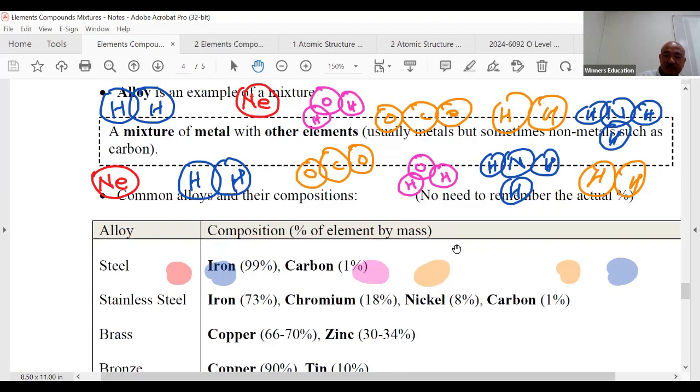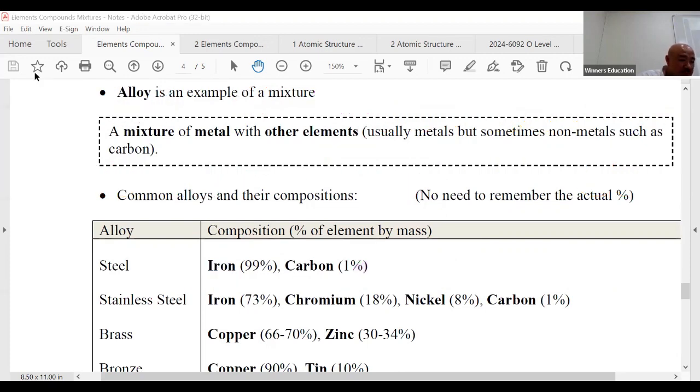Where are we now? We are in this special mixture. It has a name. It's called an alloy. Again, not new. Sec 1, Sec 2, Sec 3 learned before. What is an alloy? It is a very important example of a mixture. The formal definition, by Sec 4, we just finished this: there is always the requirement of a main metal and other elements. The elements usually are metals, but sometimes could be non-metals such as carbon.